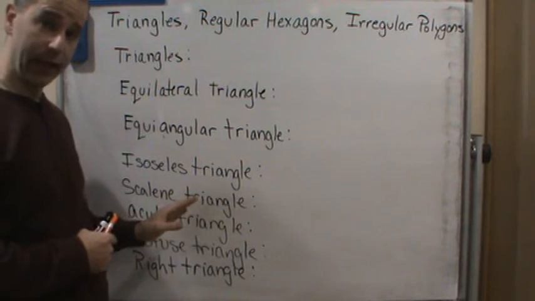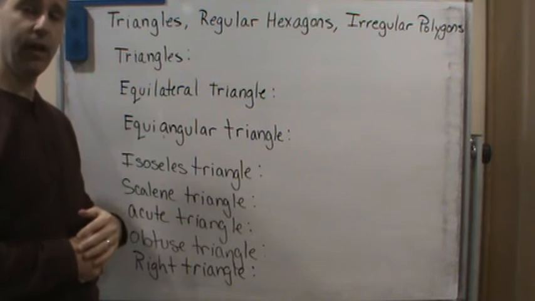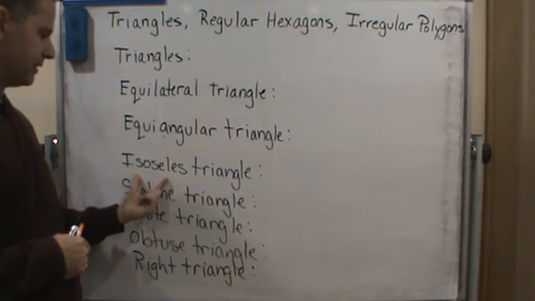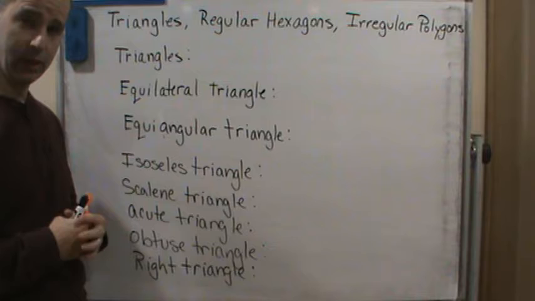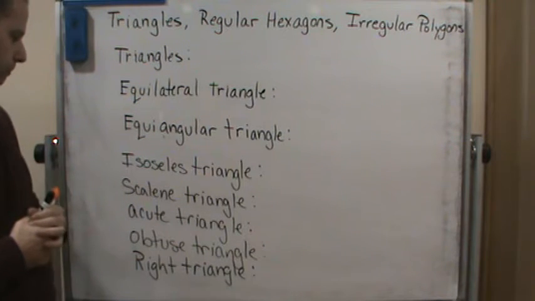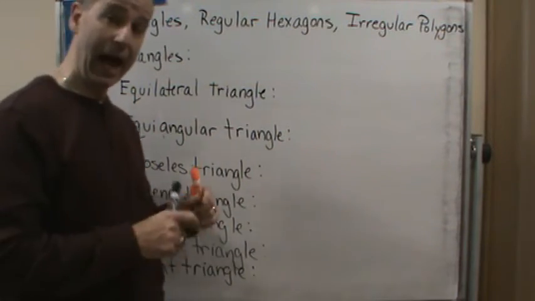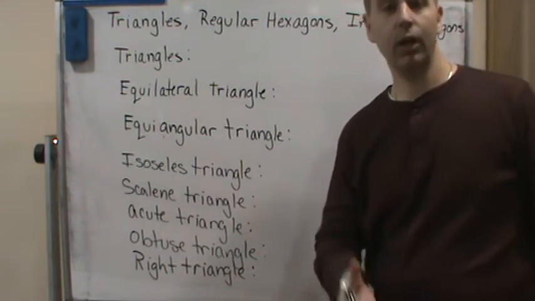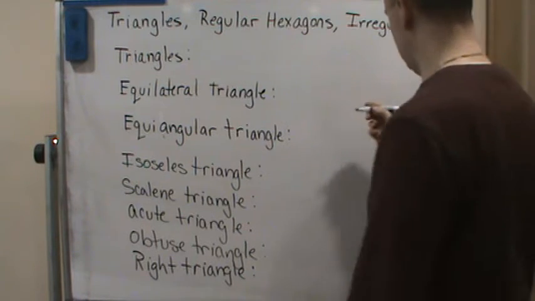Okay, now, isosceles triangle. An isosceles triangle is a triangle that has two sides that are the same length. Now, the cool thing about isosceles triangles is that if the two sides are the same length, the two base angles must also be the same measure.